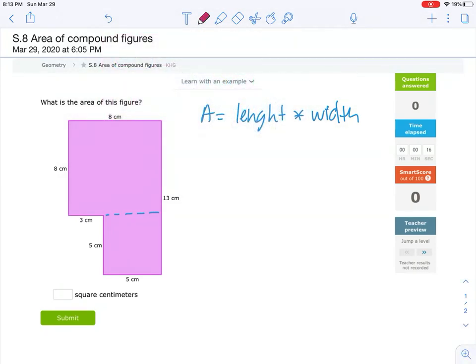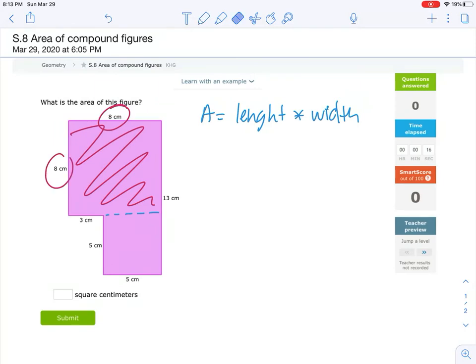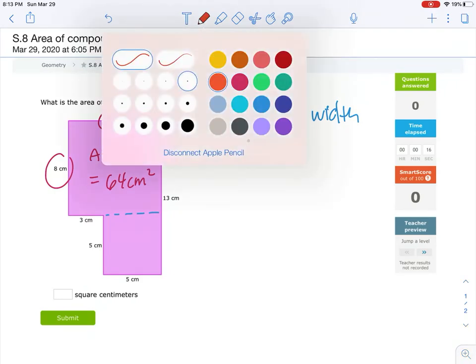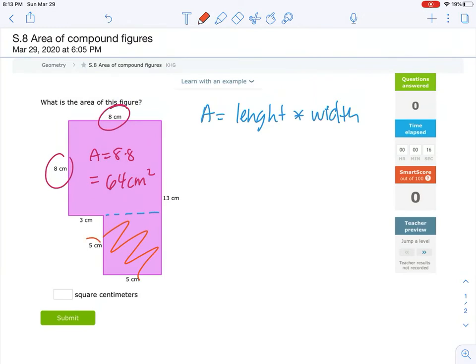So I can find the area of this part by multiplying 8 times 8, length times width. So the area of this part is 8 times 8, which is 64 centimeters squared. I can find the area of this part by multiplying 5 times 5, 25. So the area is 25 centimeters squared.